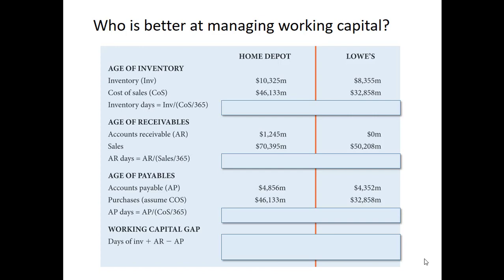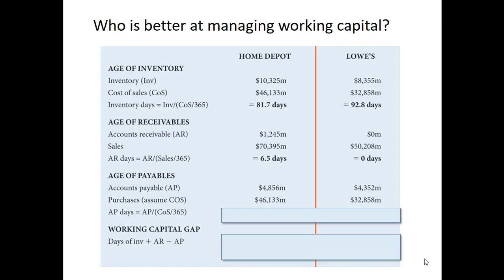As you can see, Home Depot has around 82 days of inventory in its stores at any given time, whereas Lowe's has almost 93 days. Home Depot is therefore managing inventory more efficiently. When it comes to receivables, Home Depot is collecting from customers in 6.5 days, or a little less than a week, whereas Lowe's does not offer any credit to its customers and has no receivables. Lowe's is more efficient in managing receivables.